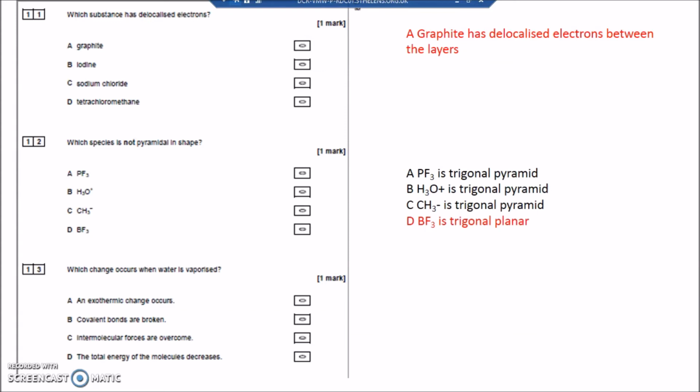Which change occurs when water is vaporized? Intermolecular forces are overcome. That's what happens when something changes state. You break the intermolecular bonds between the particles.